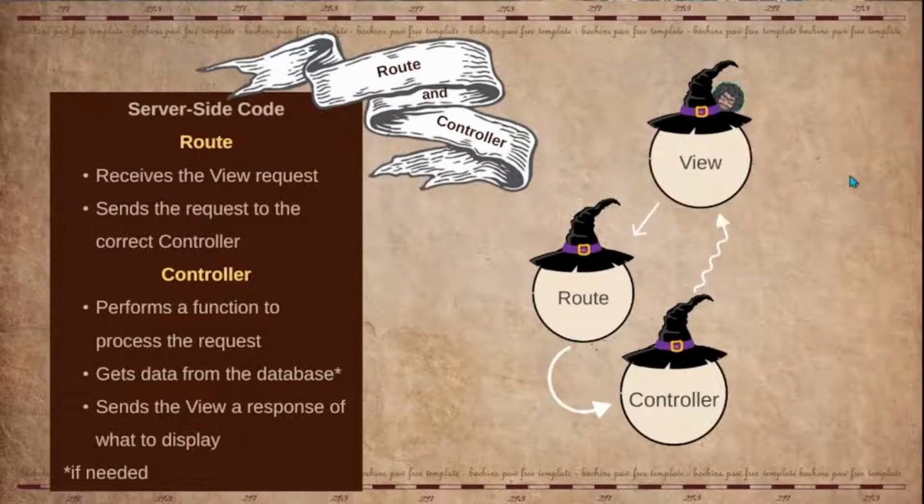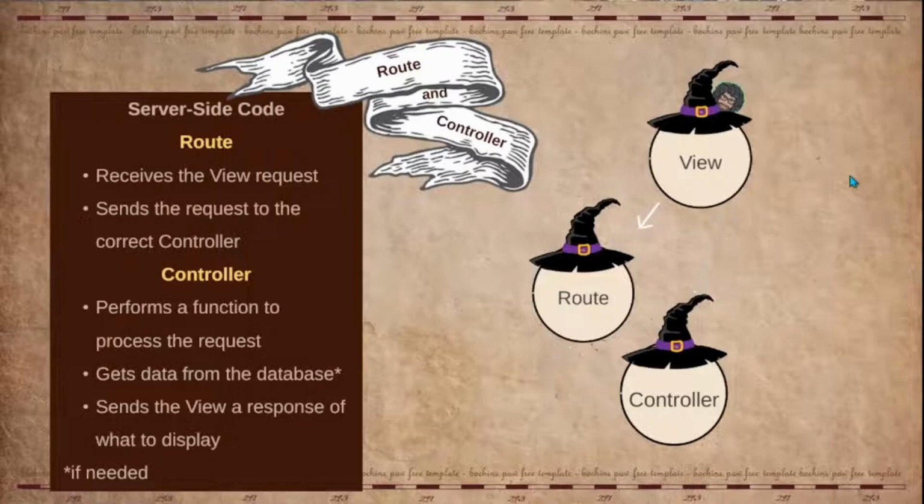Now the controller, it hears the request that's passed along by the route. If it needs to, it talks to the database, performs a function to complete the request, then explains to the view what to render and the data to include.